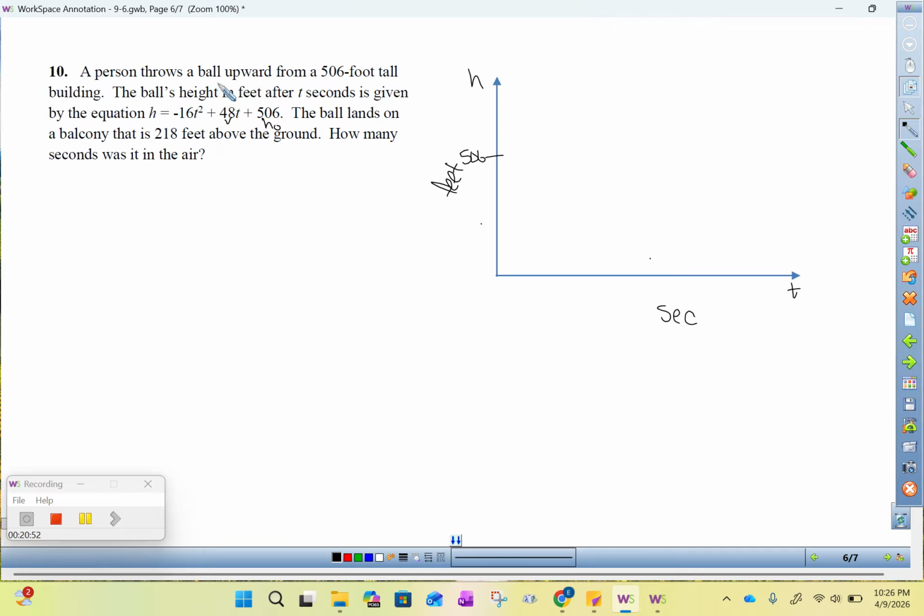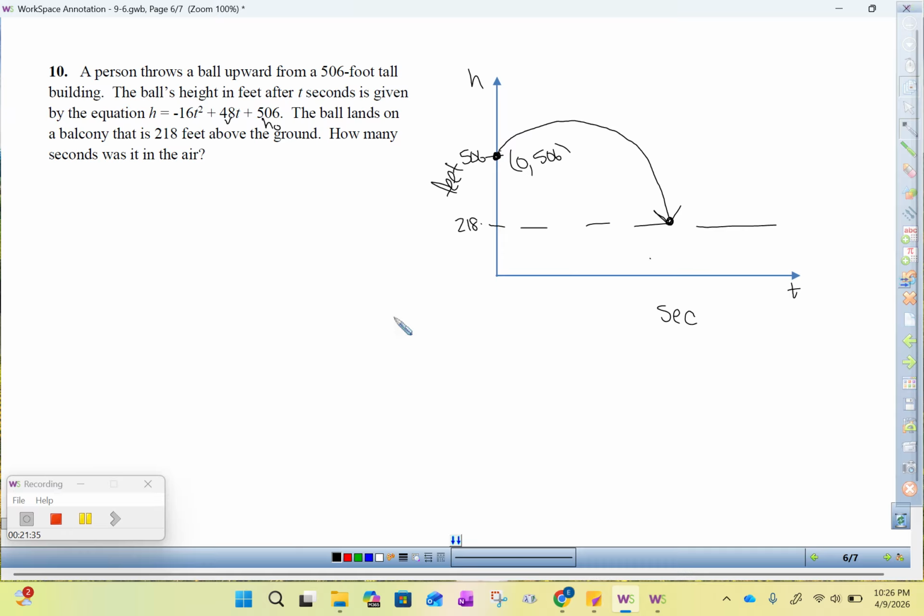I have a person throwing a ball, and it says upward, so it's going to go up, but gravity is going to cause it to come back down again, and eventually it's going to hit the ground unless something gets in its way. So here it says the ball lands on a balcony 218 feet above the ground. So here, 218 is going to be less than half of that, somewhere around here. Okay, so I'm going to start at this point, and then I am going to go ahead and draw my little arc that ends when I hit this imaginary line. Okay, so my start was 0, 506.